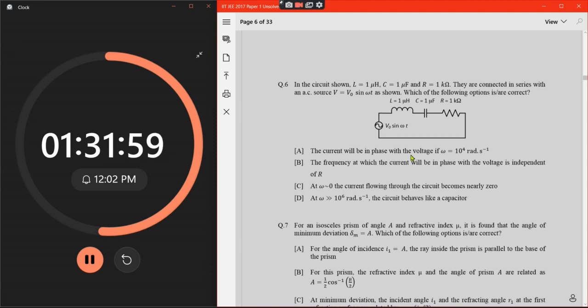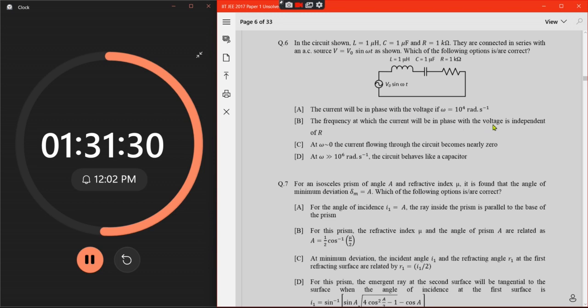Is that correct? C is 10 power negative 6. Both are in micro, so 1 upon C omega should be equal to L omega. Okay, LC omega square is equal to 1, so omega should just be equal to 1 upon square root of LC, which is about 10 power 6. So 10 power 6 radians per second is needed, not 10 power 4. Yeah, okay, cool. The frequency at which the current will be in phase with the voltage is independent of R. Yes, it is. Okay, at omega approximately 0, the current flowing through the circuit becomes nearly 0.